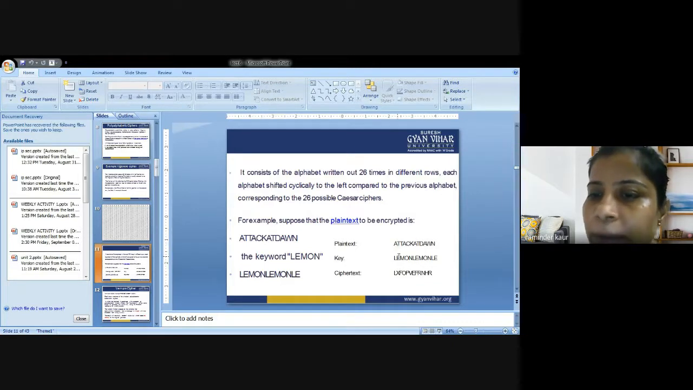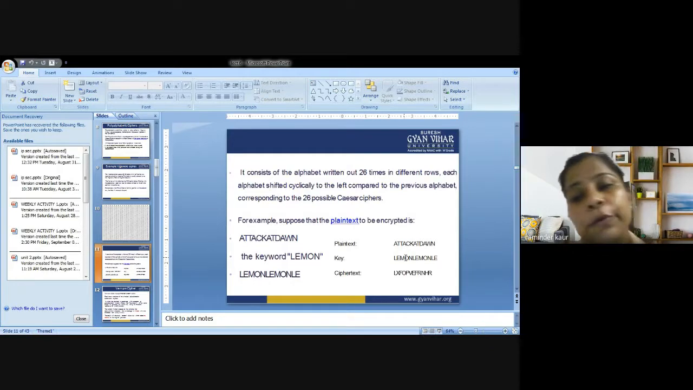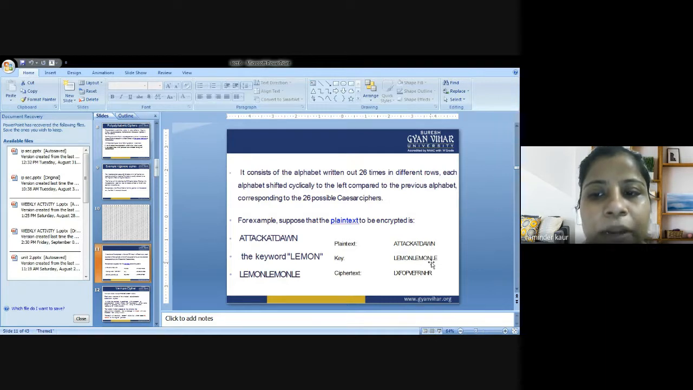Now I am going to repeat the keyword, that is lemon. A will be represented by L, T will be represented by E, the next T by M, A by O. But I am supposed to repeat the key till the last letter of the plain text. So lemon, lemon, it is repeated twice, but when I start the key a third time, W will be represented by L and N will be represented by E. And the remaining letters will not be there because they can be discarded, as our plain text ended there.